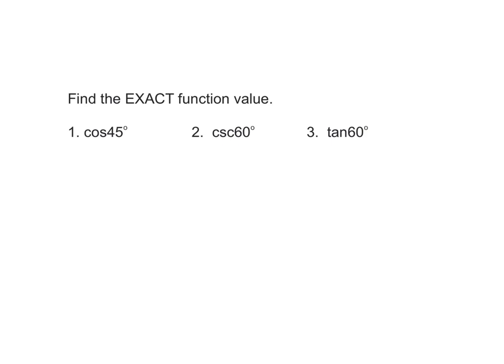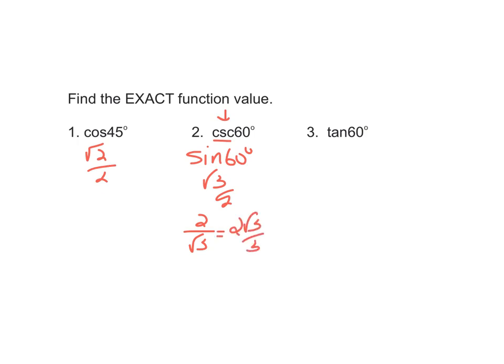Okay, so they're going to ask you, what's the exact value of cosine 45? That was in the last slide. It was square root of 2 over 2. If you see 45, you need to be thinking square root of 2 over 2. What is cosecant 60? I don't know cosecant 60, but I know sine 60. That was in the table we just looked at. Sine of 60 is square root of 3 over 2. Now, cosecant is the reciprocal of sine, so I would just flip this and then rationalize. Don't leave the radical in the denominator. So you get 2 square root of 3 over 3.